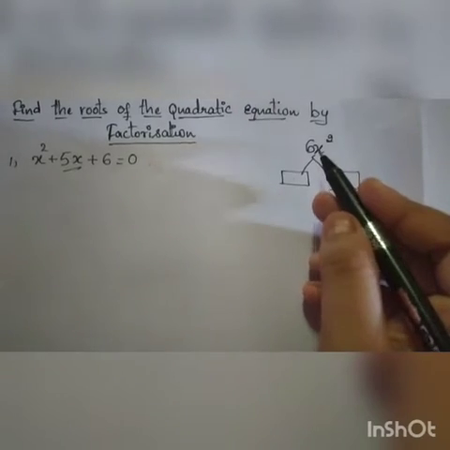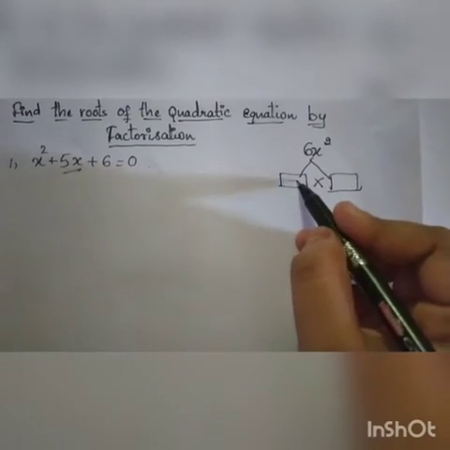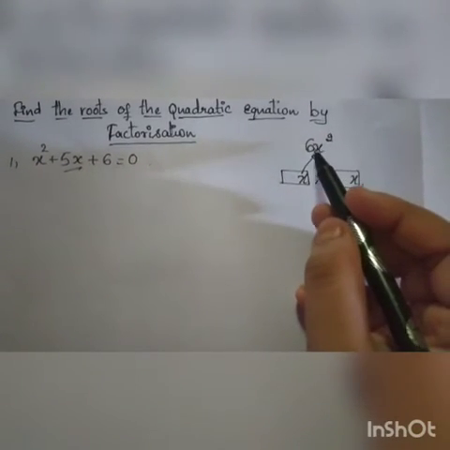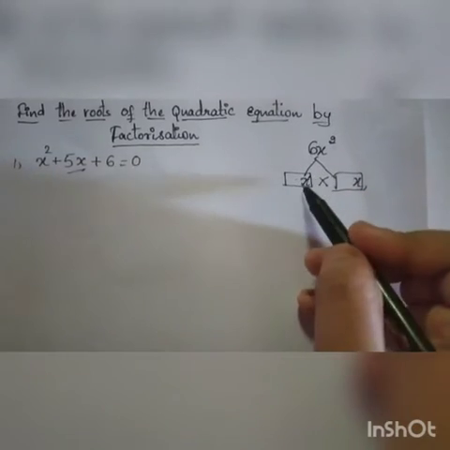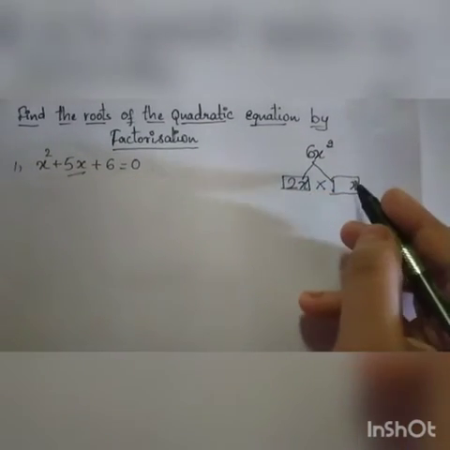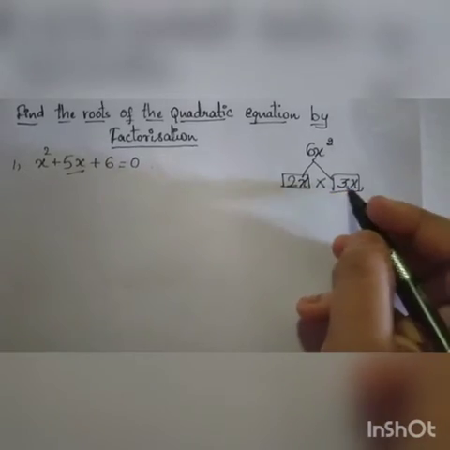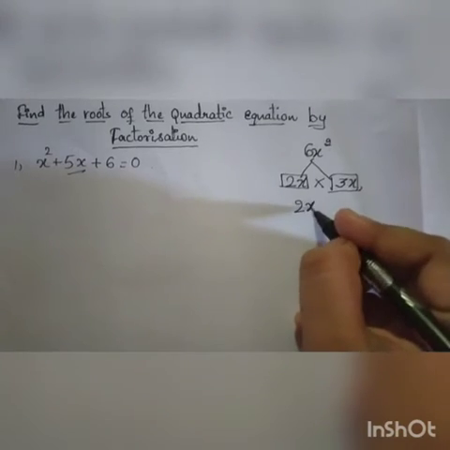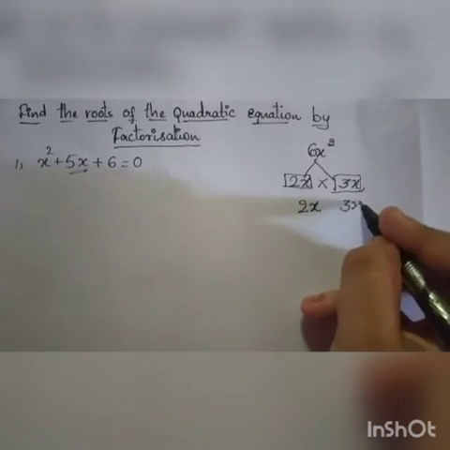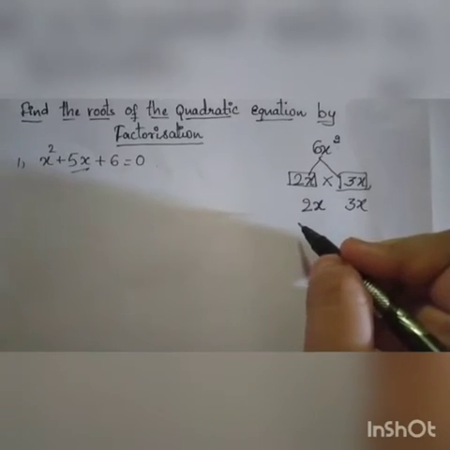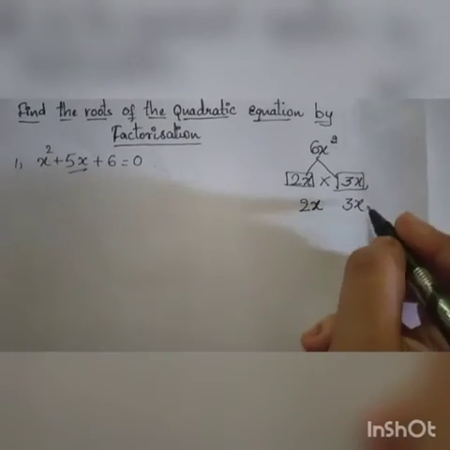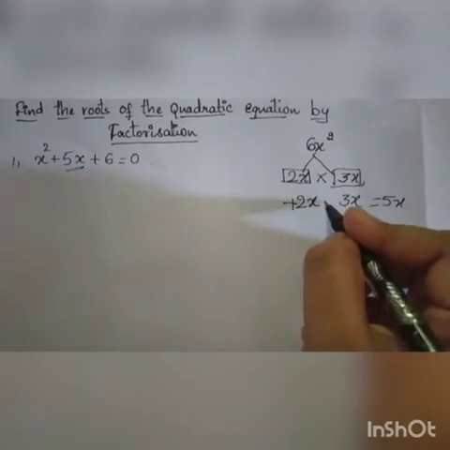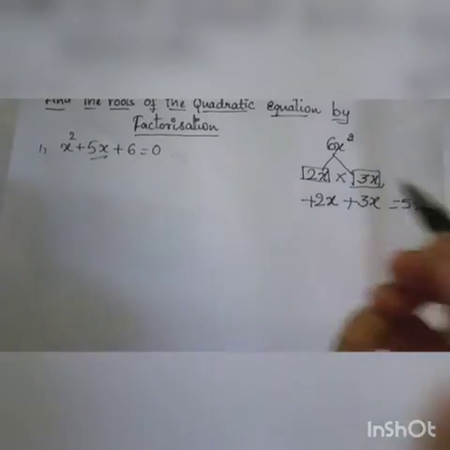To get x square I have to multiply x into x. To get 6x, 2 and 3 are the factors, so 2 threes are 6x. Now one term is 2x, another term is 3x. Either I have to do addition or subtraction so that I get 5x. If I add both, I am going to get 5x.